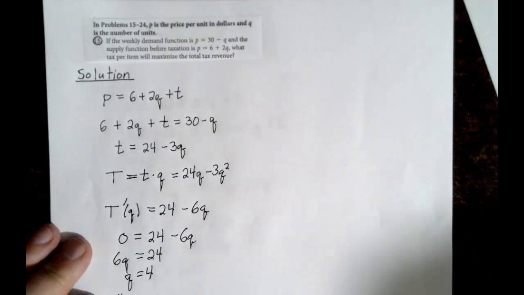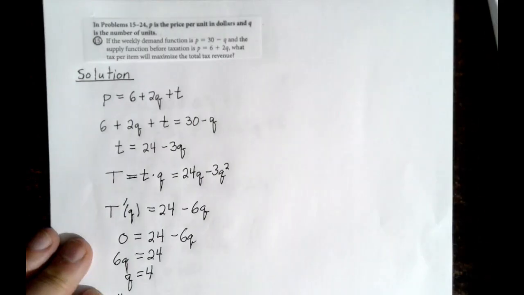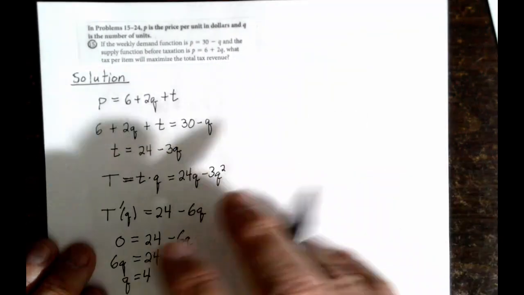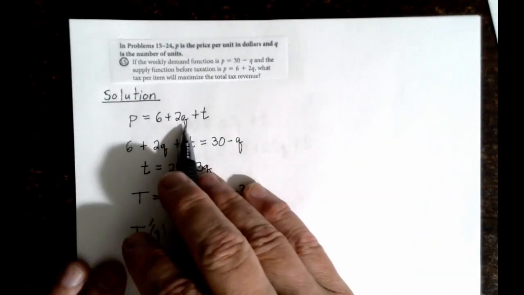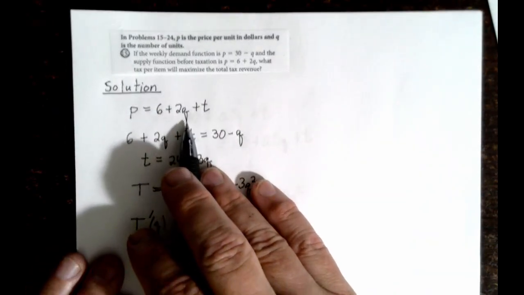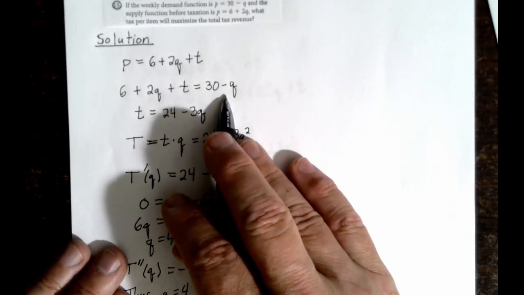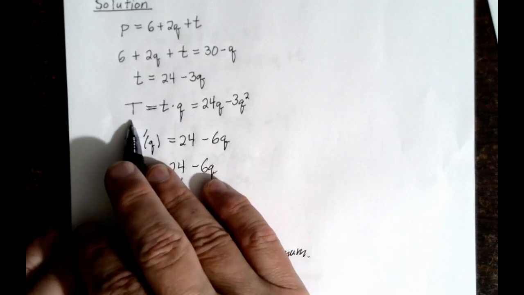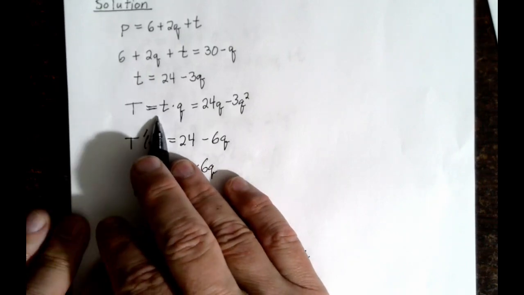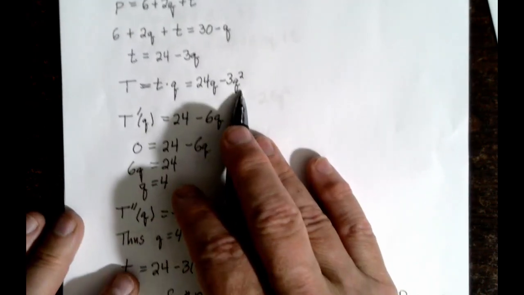Alright, so now this one is not talking about elasticity anymore. These next few questions are talking about the taxes. So you take your supply function and you add T, and you set it equal to the demand function, and you solve it for T. And then your total tax function is T times Q. So this is what T equals, multiply it times Q, and you get that.